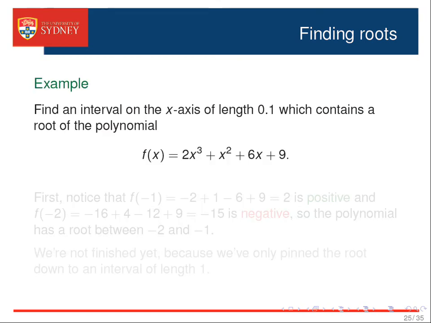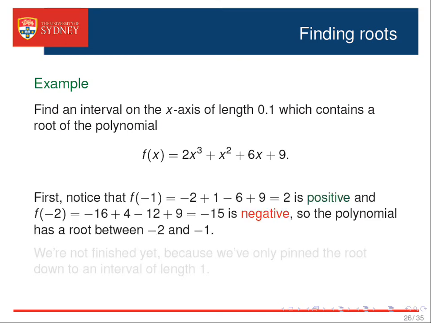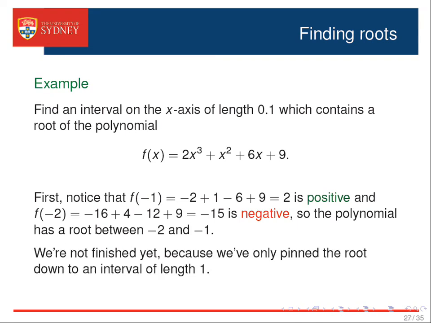We want to try and find an interval on the x-axis of length 0.1 which contains a root of this polynomial f of x equals 2x cubed plus x squared plus 6x plus 9. Notice that if we plug minus 1 into f, we get 2, which is positive, and if we plug in minus 2, we get negative 15, which of course is negative. So there must be a root somewhere between minus 2 and minus 1. The question asks for an interval of length 0.1 though, so we need to keep looking.